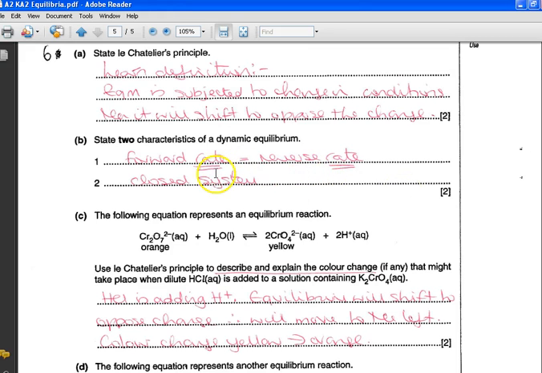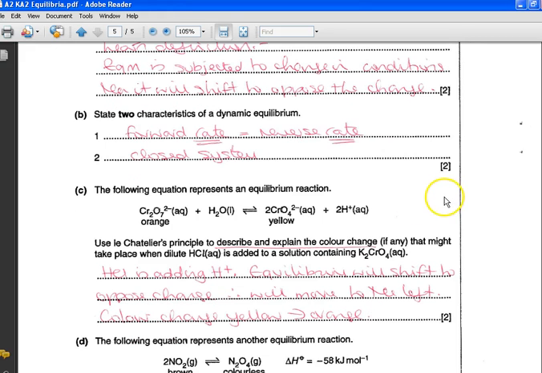Characteristics of dynamic equilibrium: forward rate equals reverse rate, not forward reaction. You can say rate of reaction, but not forward reaction. It's the rate that's important. It takes place in a closed system. You could also have said that the concentrations of the reactants and the products are constant at equilibrium.